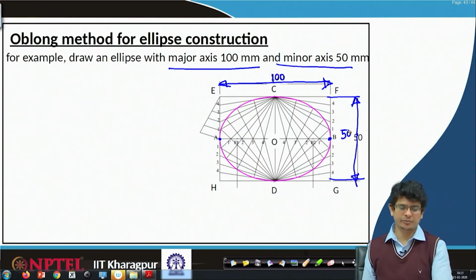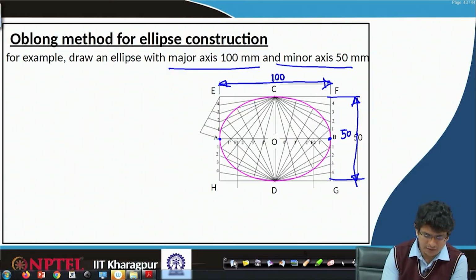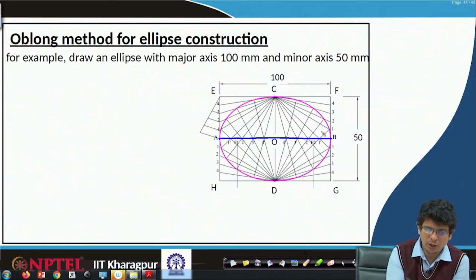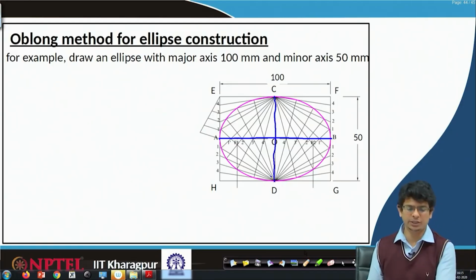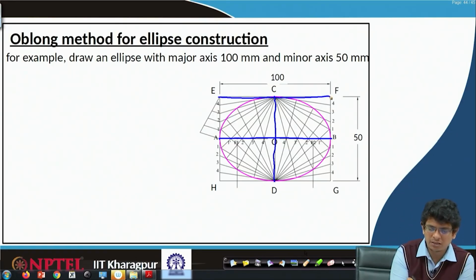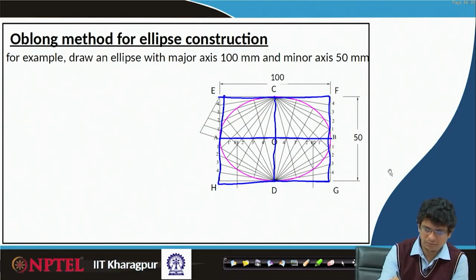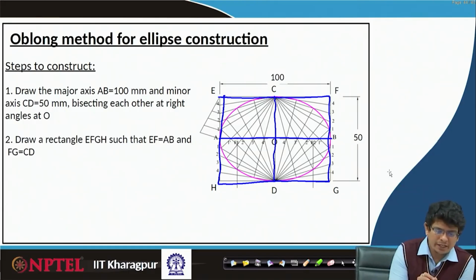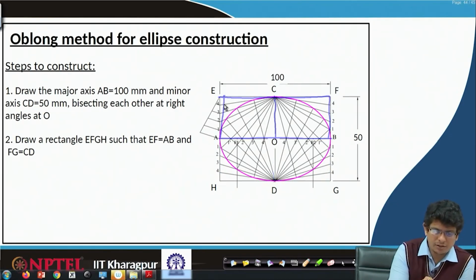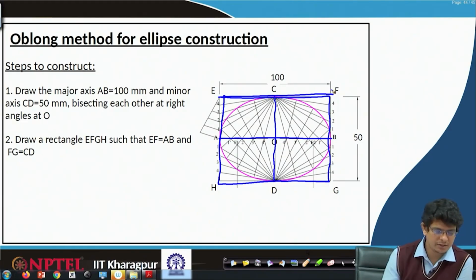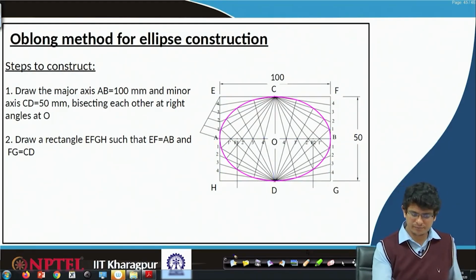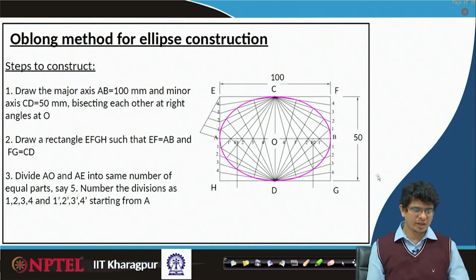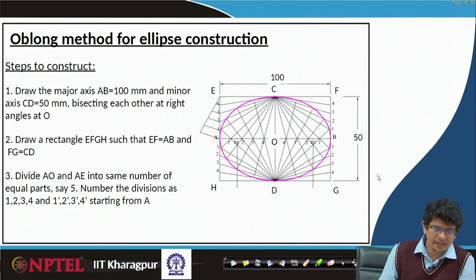Further, what we have to do is, first of all, draw the AB line, draw the CD line orthogonal to each other, then construct a box, a rectangular box, where EF is equal to the AB line. Then divide AO and AE into the same number of points.